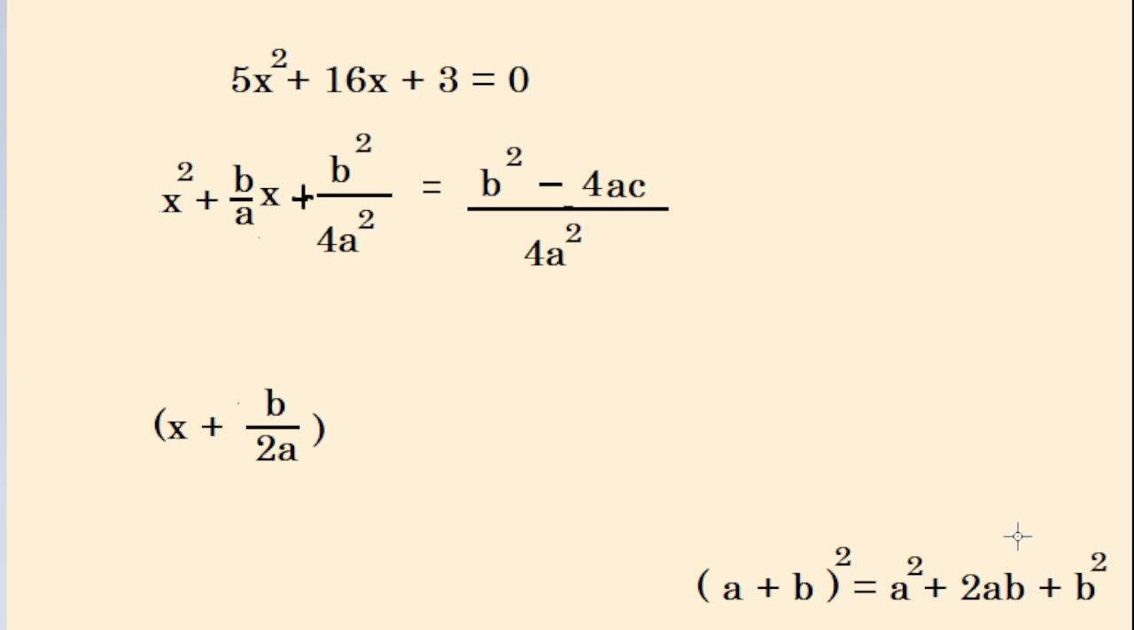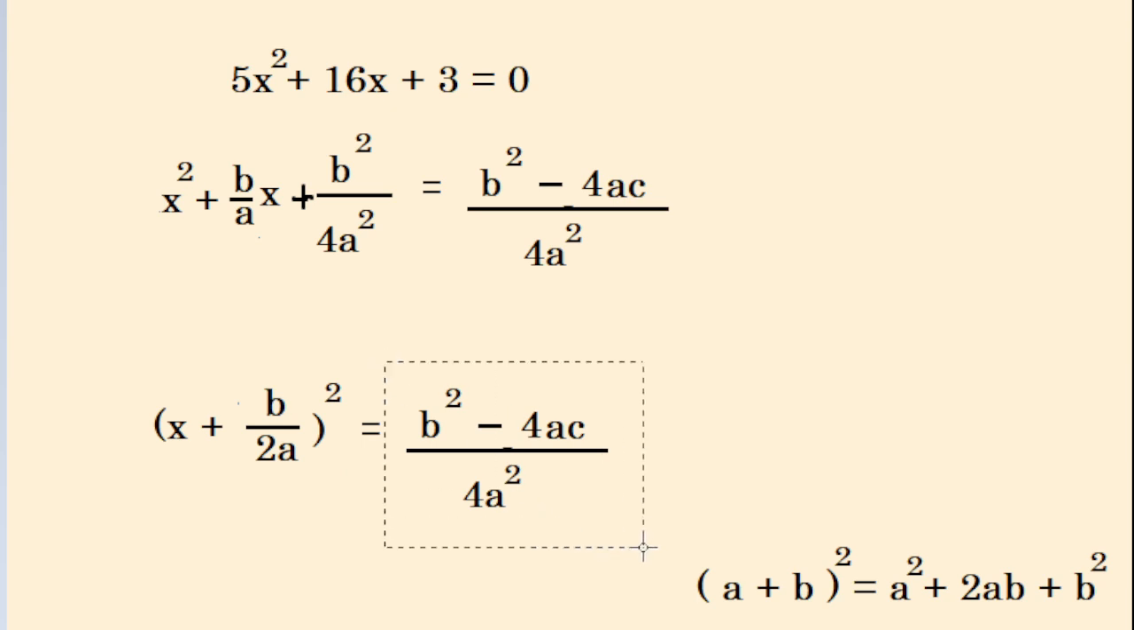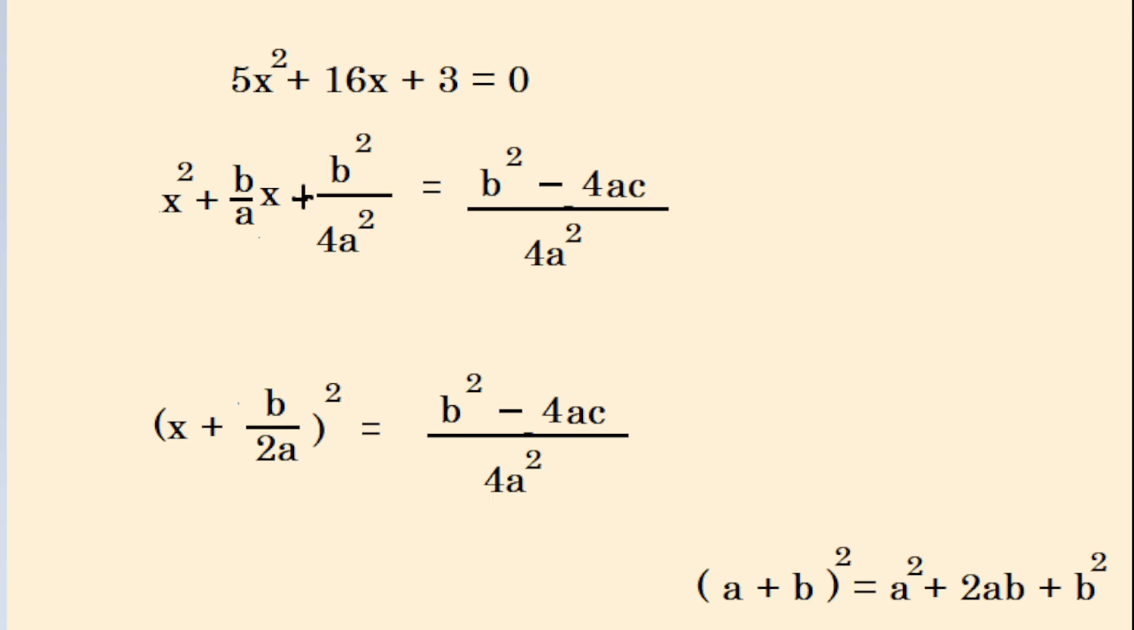Anyways, after you did this, it's almost done, because now you can remove the square. You remove the square from here. Well, basically you square root it, and you square root this one as well.